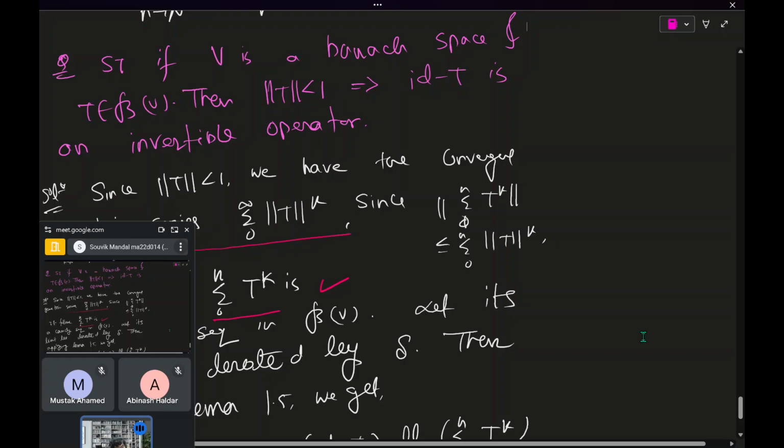Then applying one of the previous lemmas, what do we get? Identity minus T composed with S equals what? Identity minus T composed with the limit as n tends to infinity of the summation from 0 to n of T to the power k. This is the trick here. It equals the limit as n goes to infinity of identity minus T composed with the summation from 0 to n, and if we apply this, it will go to 0. Okay, so that is the argument.